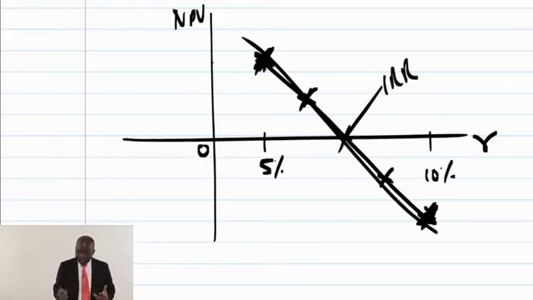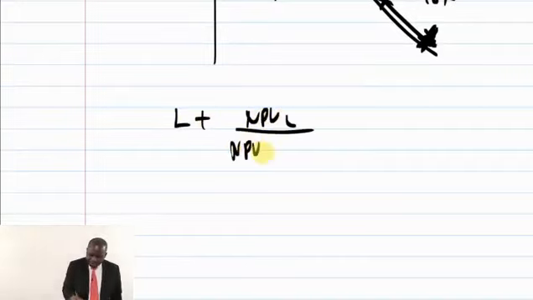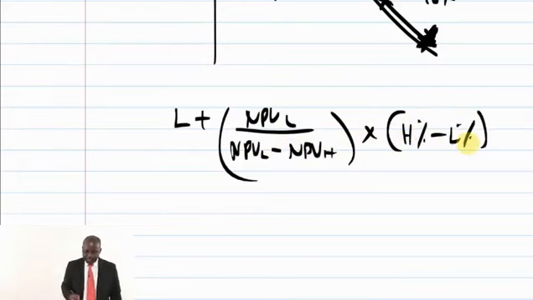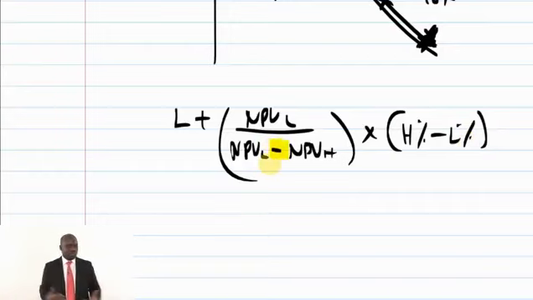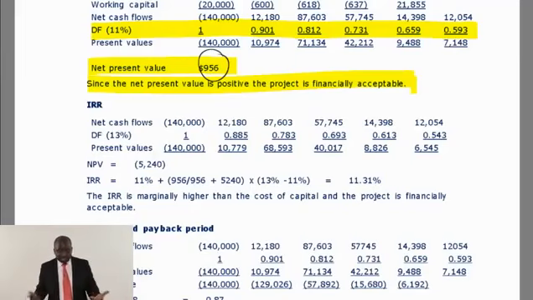Because the formula, if you remember, is telling you L plus NPV of L divided by NPV of L minus NPV of H, all multiplied by H% minus L%. This sign here is what is doing the weighted average for you, so it doesn't really matter negative or positive. But if you want to get 1 positive, 1 negative, there's a strategy.